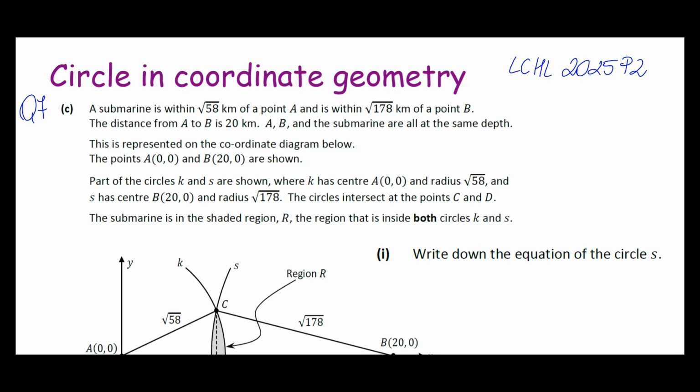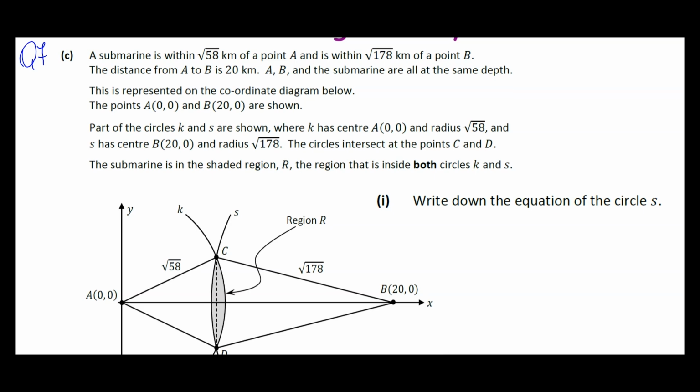Circle in coordinate geometry. Let's have a look. A submarine is within square root of 58 kilometers of a point A. Now, as we are reading it, let's observe what's on our drawing. So here we can see there is a submarine, right? Because they are saying from point A to submarine, I have that distance. That's where that distance is.